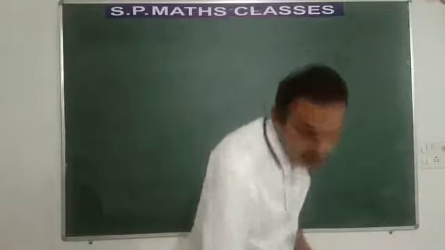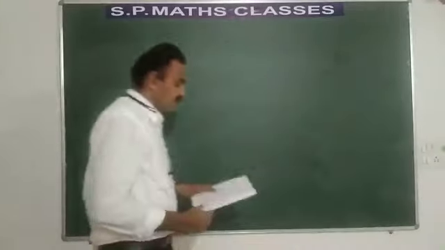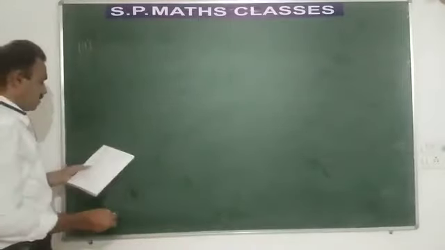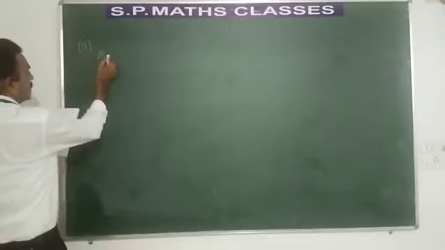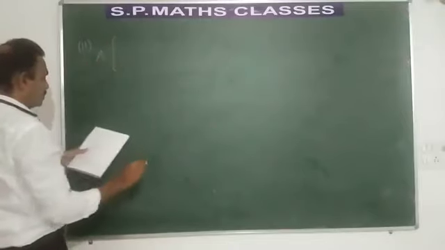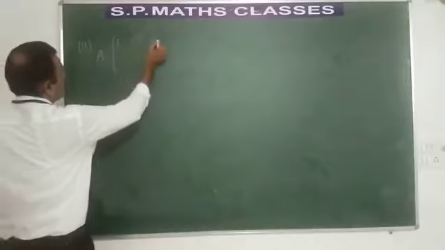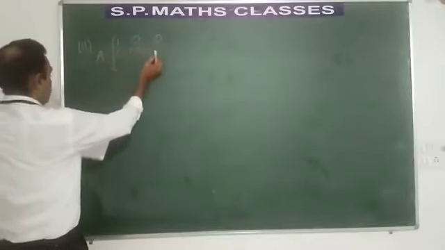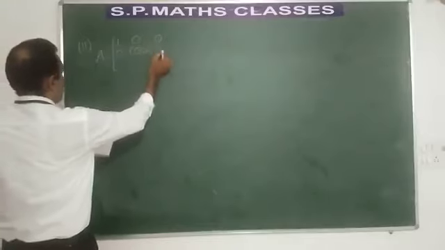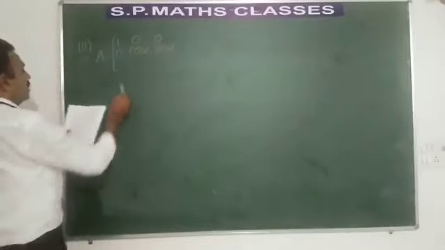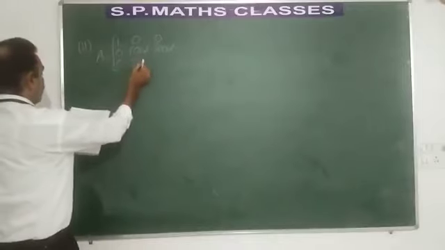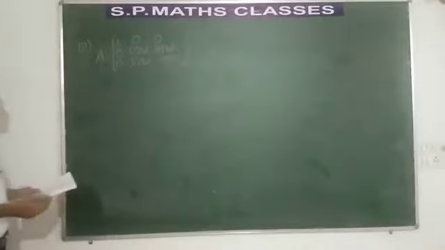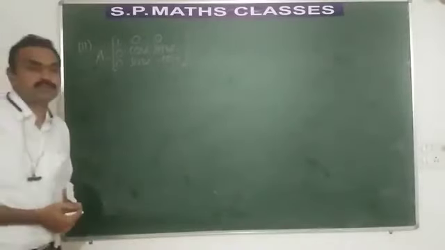Okay, let us consider the next problem. The problem is problem number 11. Let us consider the matrix A: 1 0 0, 0 cos alpha sin alpha, 0 sin alpha and minus cos alpha. This is the matrix. You are expected to find out the inverse of this.